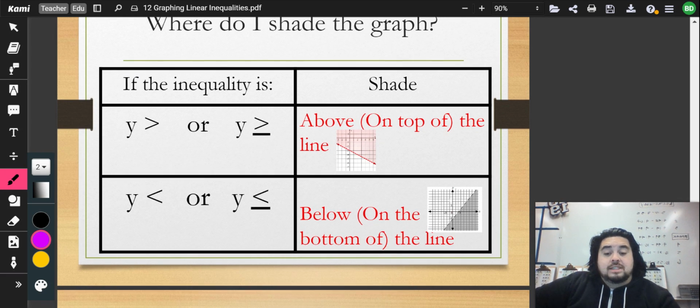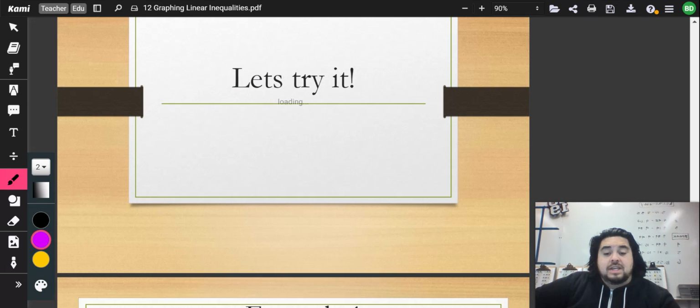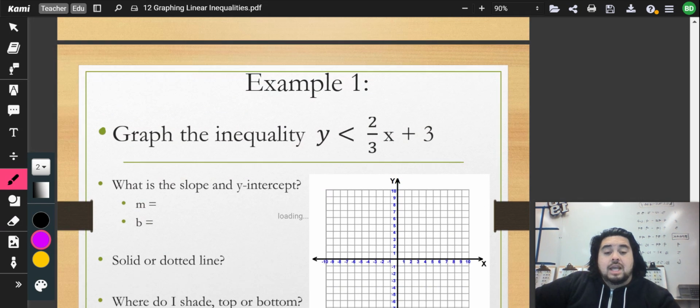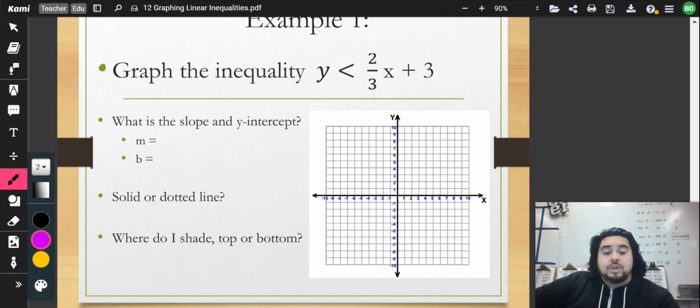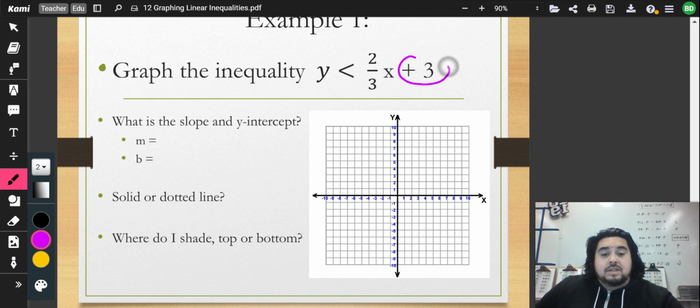So we're going to practice now. We're going to graph a couple of these. So these are all the questions that I'm going through in my mind when I go to graph a linear inequality. So I'm looking at a couple things. Of course, I'm looking at the y-intercept to figure out where to start. I'm looking at the slope to figure out where to go. And I'm looking at the inequality to tell me if I'm shading above or below and what the line is supposed to look like.